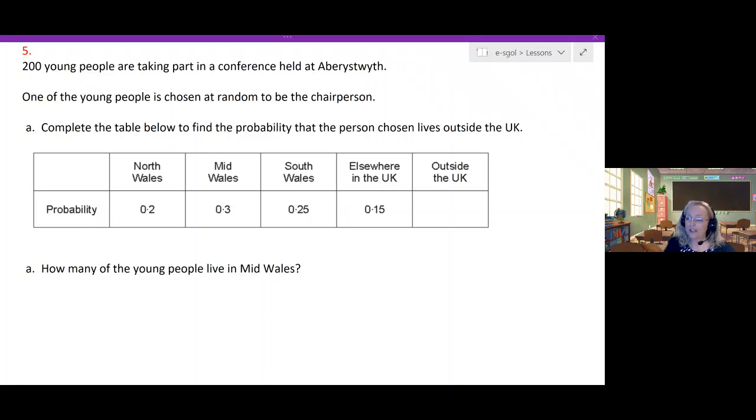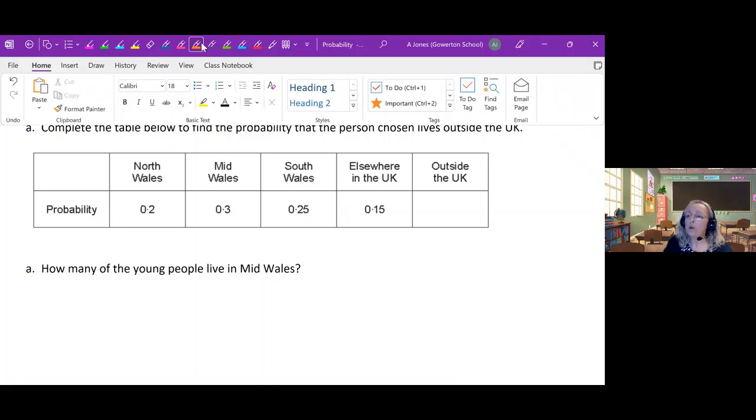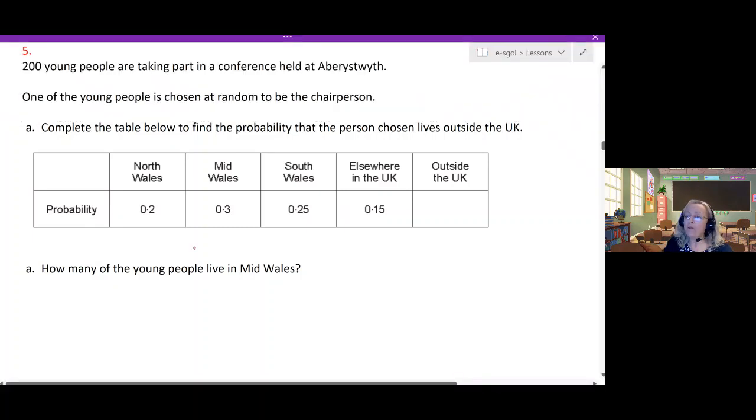Okay, let's have a look at this one then. So we needed to add up the probabilities that we've been given. So the probabilities we've been given, 0.2 plus 0.3 plus 0.25 plus 0.15, those add up to 0.9. And then we do 1 subtract 0.9, and that leaves us with 0.1. So the probability that the person chosen lives outside the UK is 0.1.